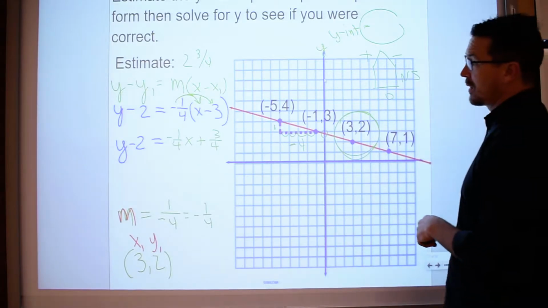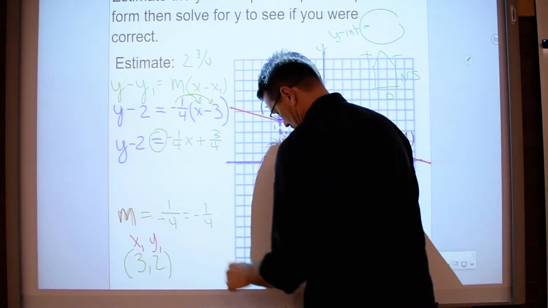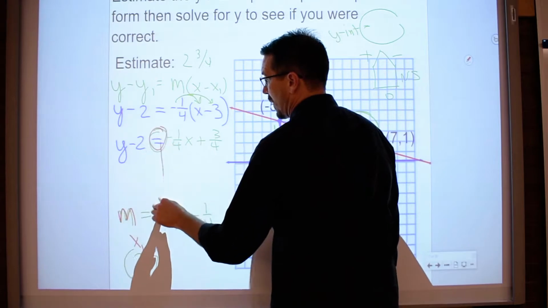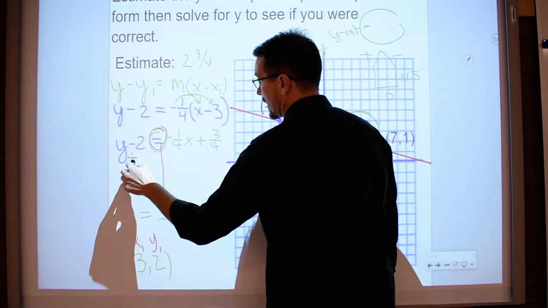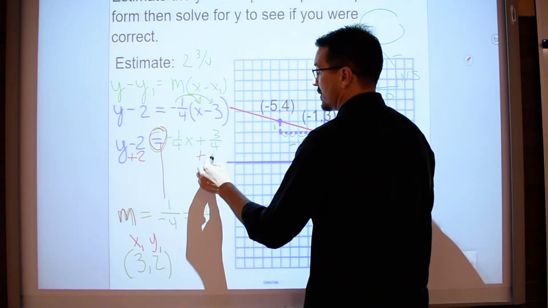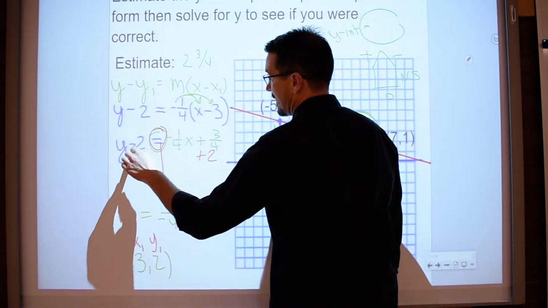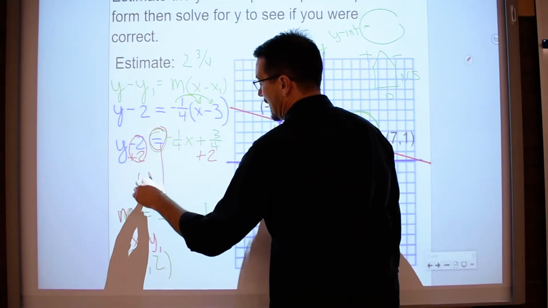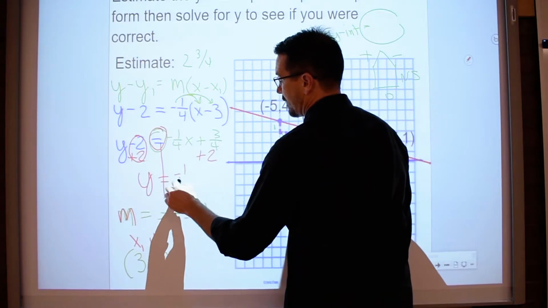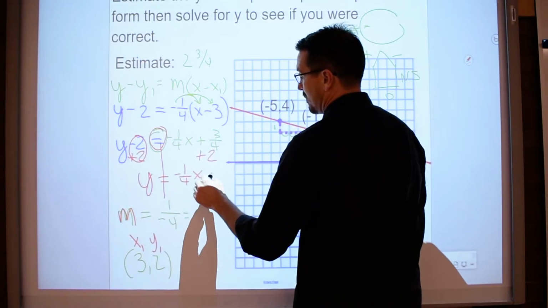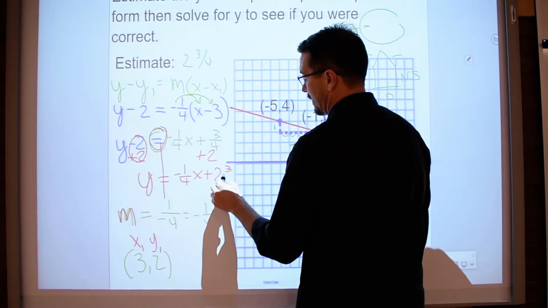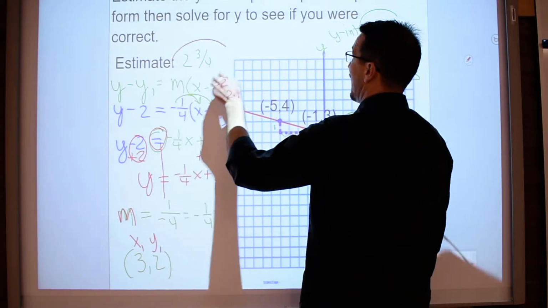And so, okay, I got to get y alone, so I'm going to put a lollipop here. I want to get y alone. I get rid of the constant, so I'm going to go +2. And if I do it to one side, I do it to the other. And this is 0, and I get y equals -1/4 x plus 2 3/4. Well, crap, I guessed correctly.